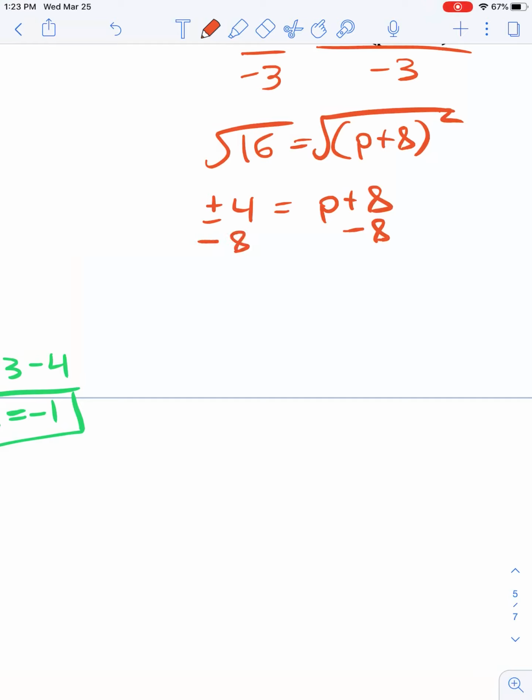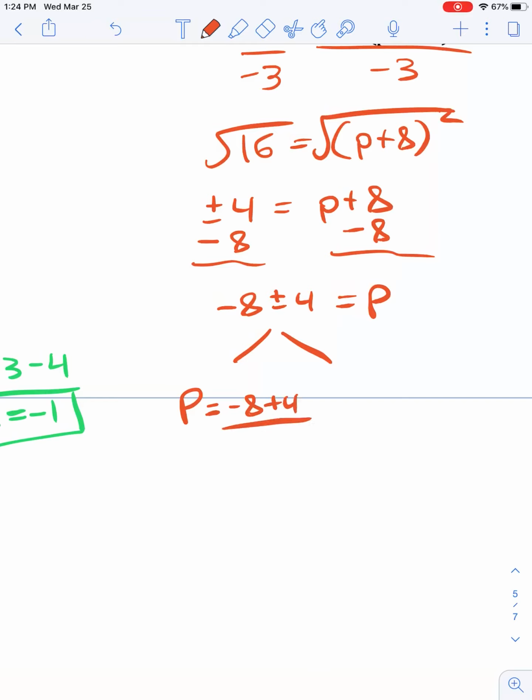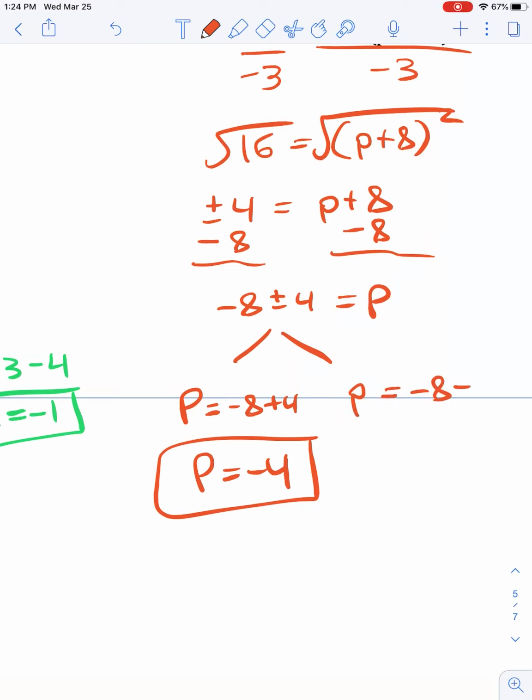Then we're going to subtract 8 from both sides, and we're going to get negative 8 plus or minus 4 equals p. Then I'll split it up, and we'll get p equals negative 8 plus 4, so that's going to be negative 4. Or p equals negative 8 minus 4, which would be p equals negative 12. And those are our two solutions to this problem.